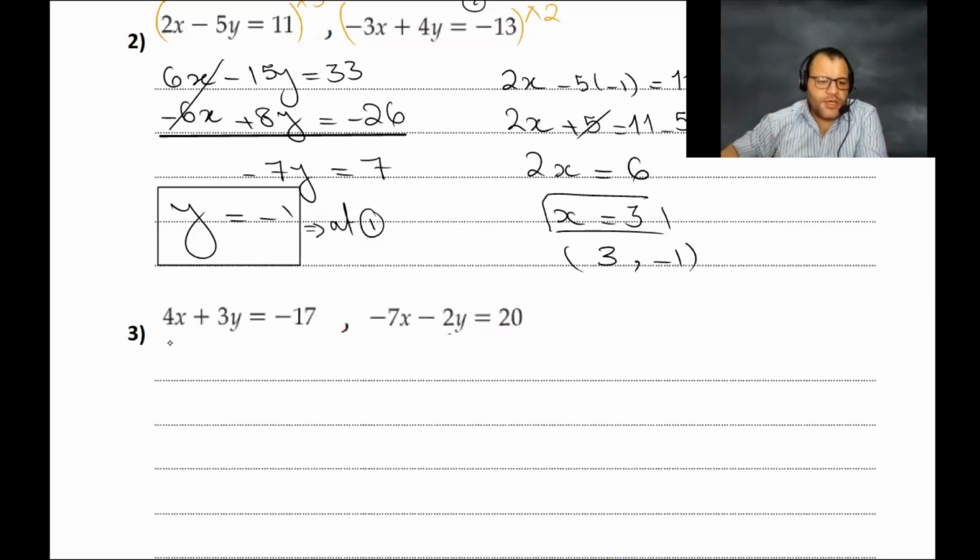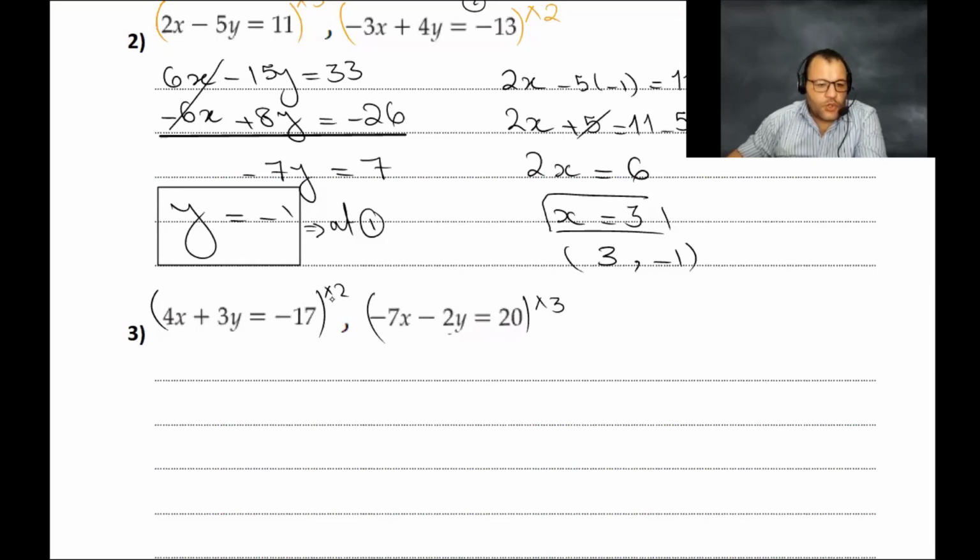Look at x and look at y. To eliminate x, you need to multiply by 7 and 4. But to eliminate y, you can multiply by 3 and 2. So eliminating y is easy. Just multiply the first equation by 2 and the second by 3.